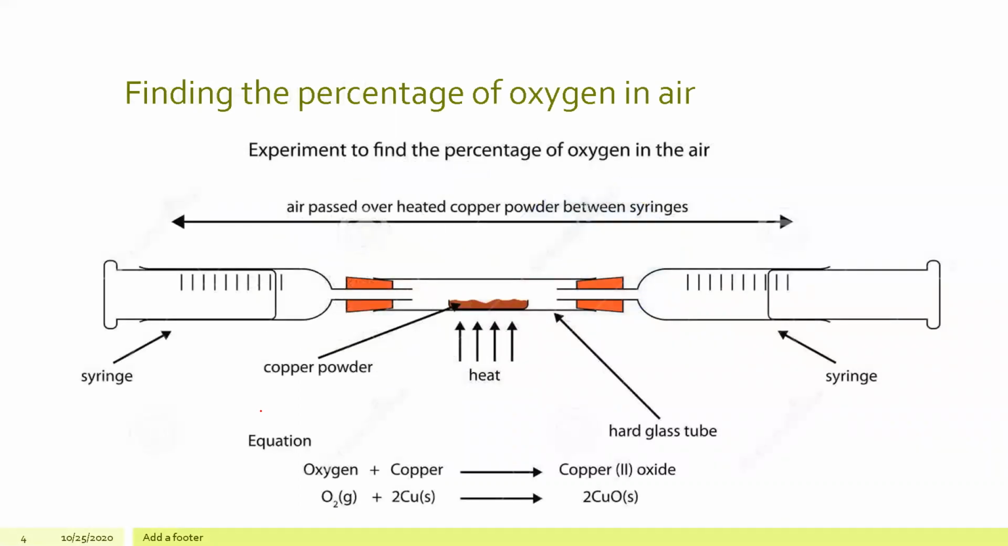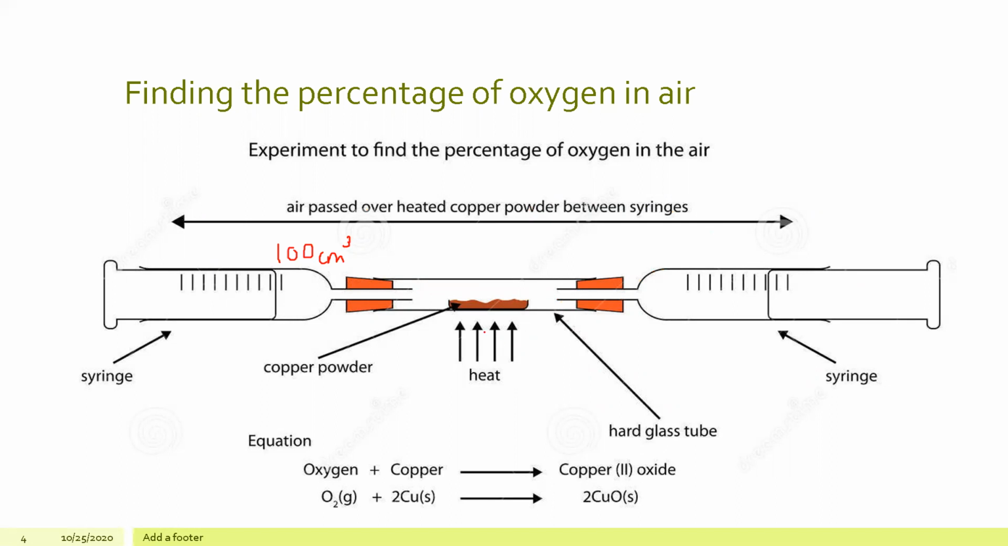Now, if we want to find the percentage of oxygen in air, we're going to set up an experiment that depends on the property of oxygen, that it is an active gas. In our gas syringe, we have 100 cm³ of air that we pass to and fro through the test tube. We first let the 100 cm³ of air into this tube. That will push this syringe to the end, then we'll push it back, and so to and fro.